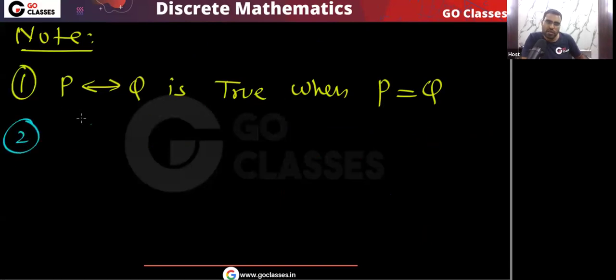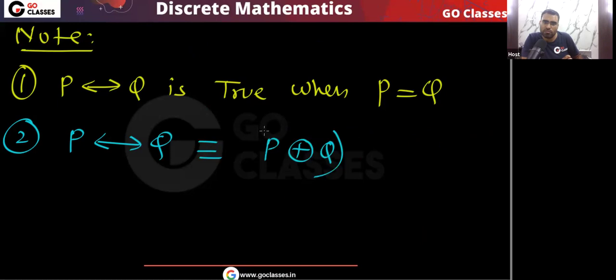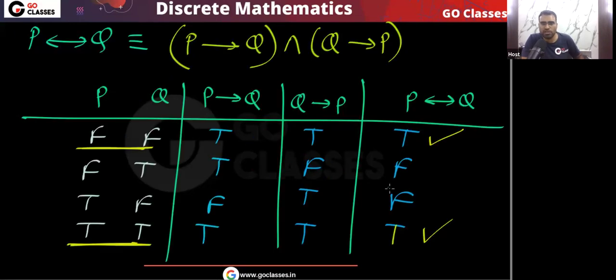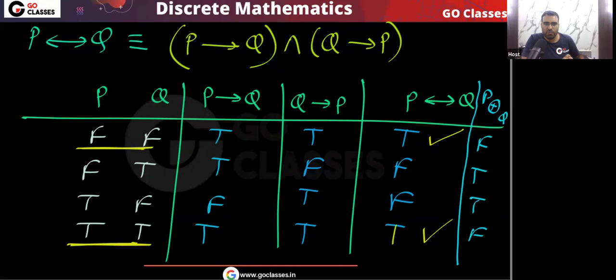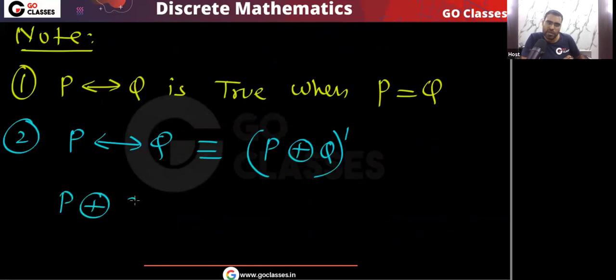And did you notice one thing? This P biconditional Q is the negation of exclusive or. Did you notice this is a negation of XOR? What is XOR? XOR is like this, FTTF. This is P XOR Q. So did you notice they are negation of each other? I can say P XOR Q is the negation of biconditional.